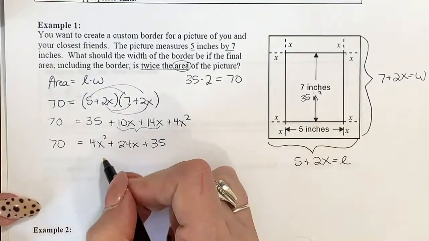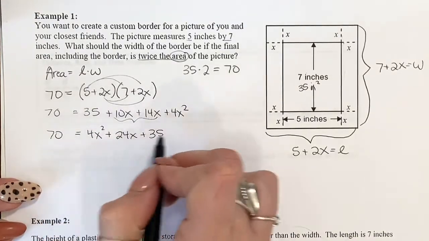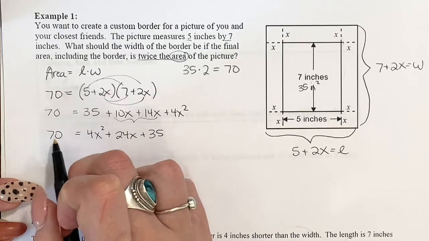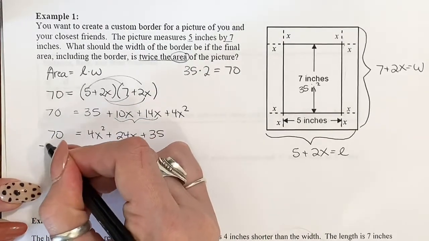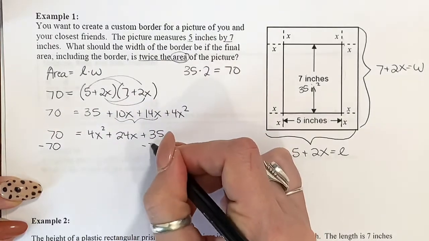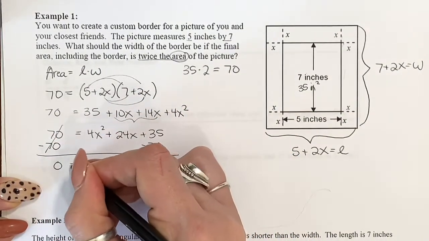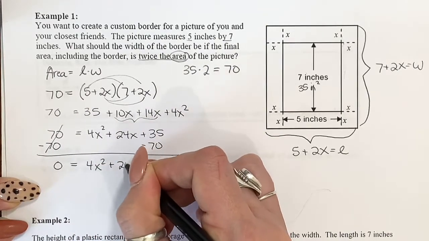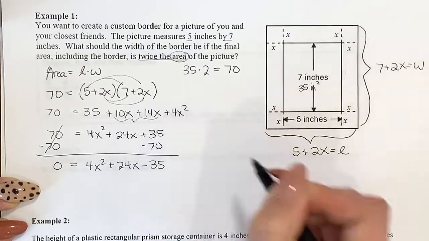So remember, whenever we solve quadratics, which is an x squared and an x, this trinomial type format, we have to have 0 on one side first. So this 70 can't be here. So before we start solving, we need to minus 70 over first so that we get this 0 on the left side. And then we have the 24x, and then 35 minus 70 is negative 35.